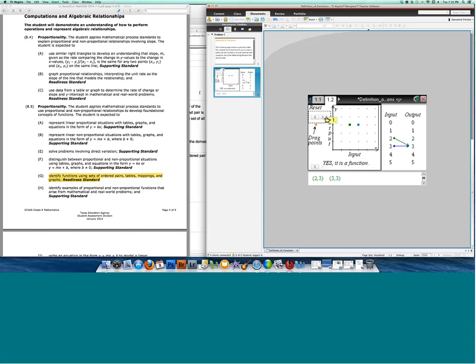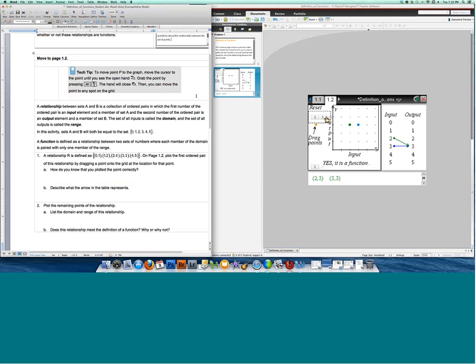So Mark has put into the chat box that there are multiple representations in the file, identifying the functions in the ordered pairs, tables, mappings, and graphs, and having them compare and contrast the functions and the non-functions. That's an excellent point. Multiple representations is extremely important. It has been for quite some time, and with our new standards, it's becoming even more important at even earlier grades. So that's a very, very poignant point there.